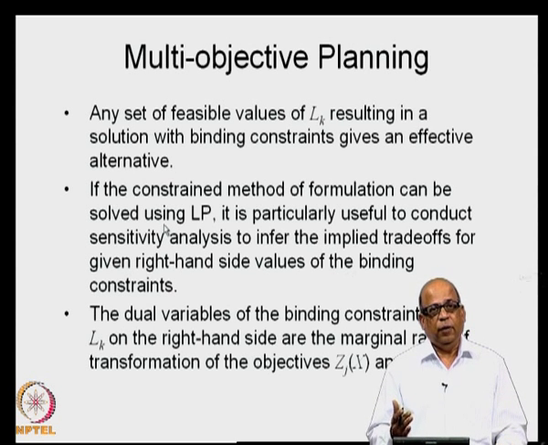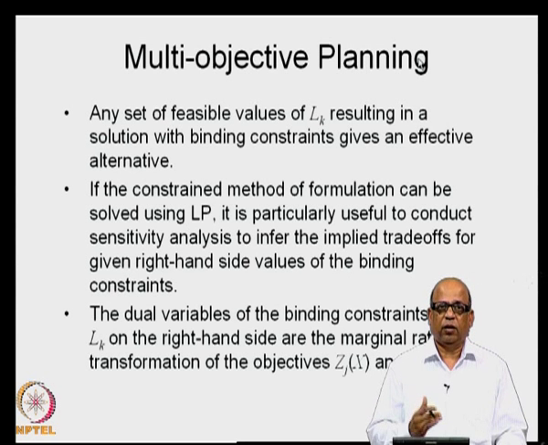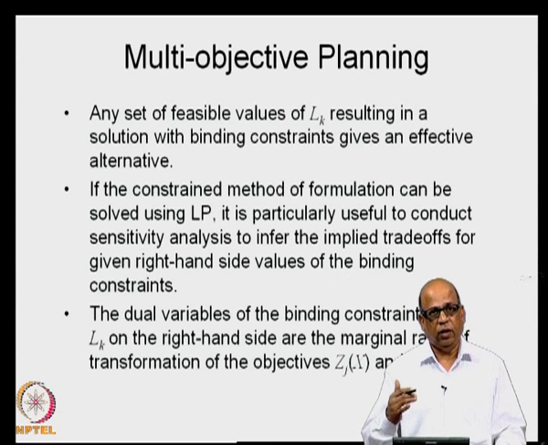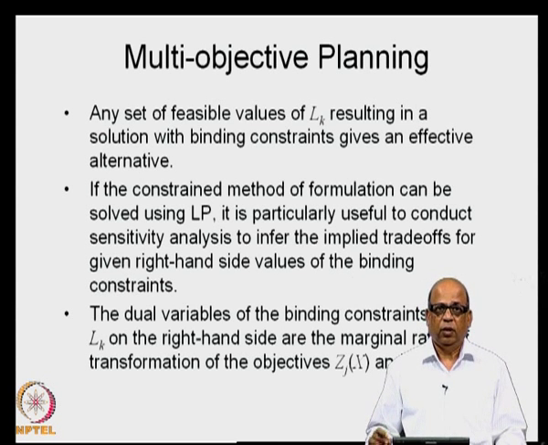Now, if your objective functions and the constraints are such that the resulting problem including your zk constraints is in fact a linear programming problem, then you solve using the linear programming algorithm and look at the zk greater than or equal to lk constraints. If they are all binding constraints, then you are generating a set of non-inferior solutions. The dual variables associated with these constraints zk greater than or equal to lk can then be used to look at the sensitivity of the solutions.